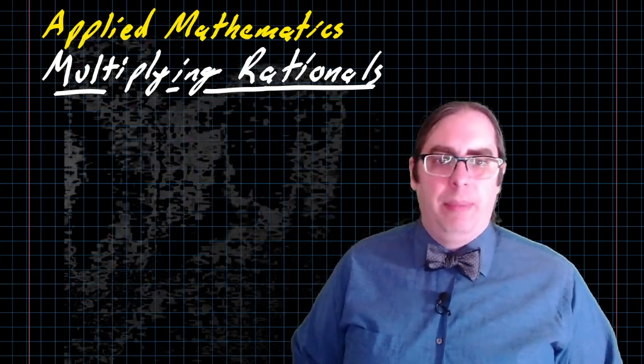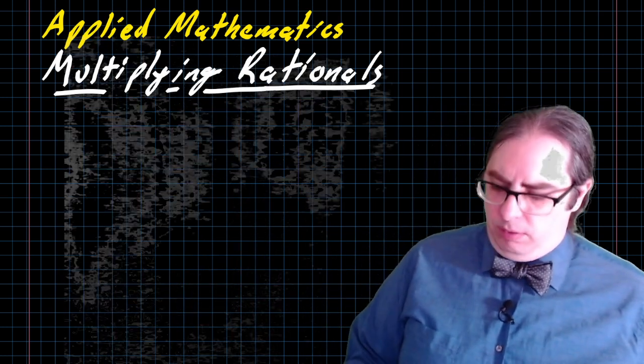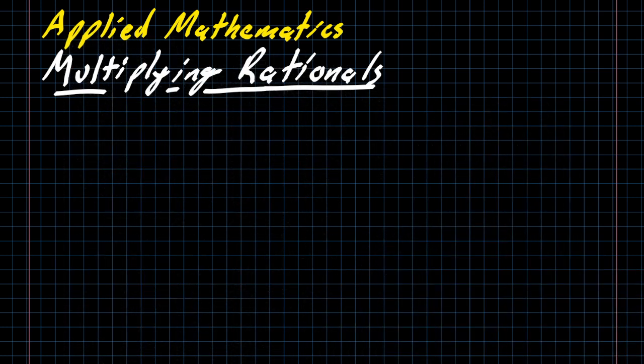But for right now, let me get my head out of the way. There we go. And remember that a rational expression is something that involves a polynomial divided by another polynomial. So if we are multiplying rationals, we're going to be multiplying these polynomials times another set of polynomials.